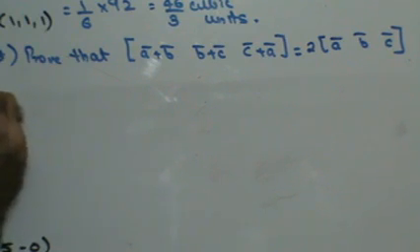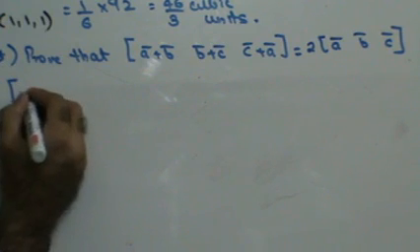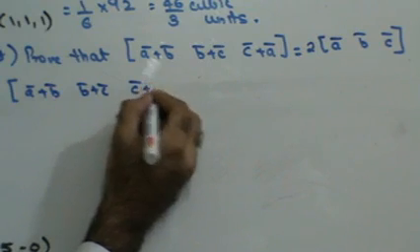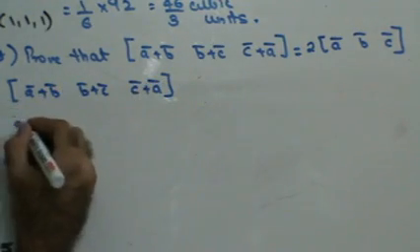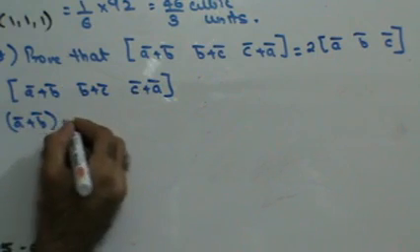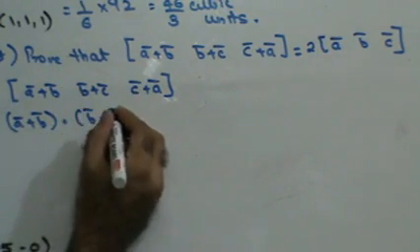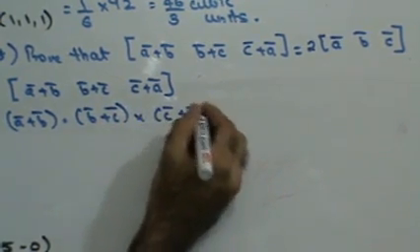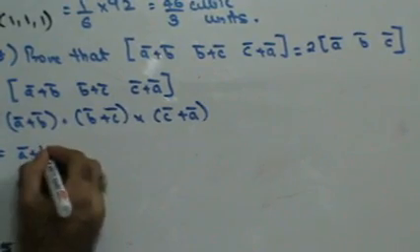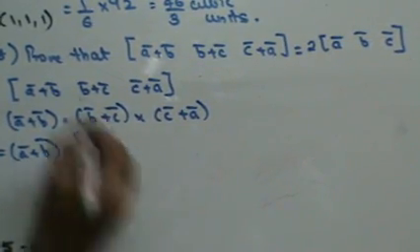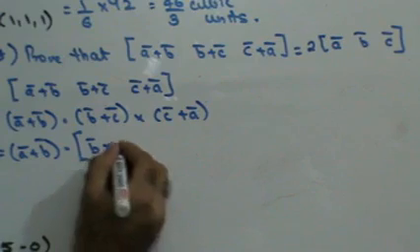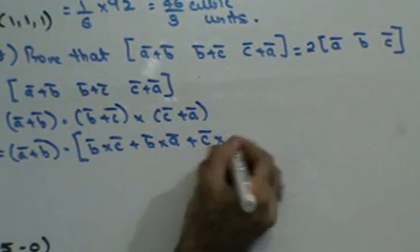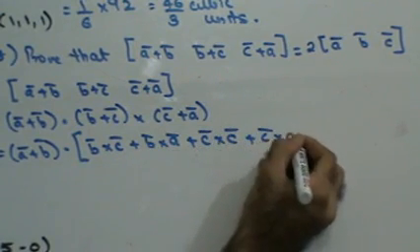Let's start with LHS, guys. LHS is A vector plus B vector, B vector plus C vector, C vector plus A vector. This can be written as A vector plus B vector dot B vector plus C vector cross C vector plus A vector. This is A vector plus B vector dot, let's solve this first. This is going to be B cross C plus B cross A plus C cross C plus C cross A.